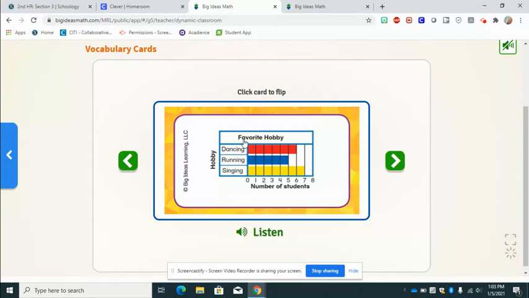In this graph, it's asking what the student's favorite hobby is: dancing, running, or singing. In this bar graph, they use different colors to show the number of students that like dancing, running, and singing. So when you look at a bar graph, you can count your squares, or you can go down to where the bar stops and then go down to the number, and you can see how many students chose dancing. So 6 students chose dancing, 5 students chose running, and 7 students chose singing.